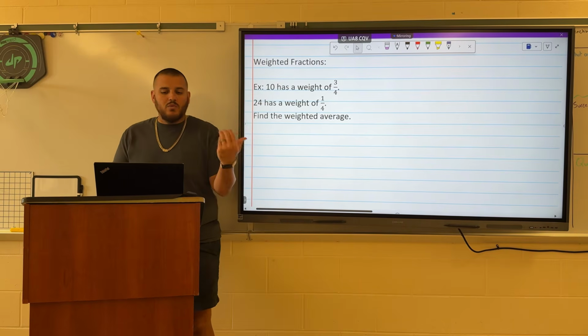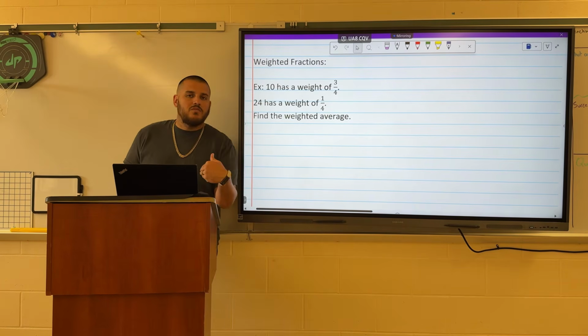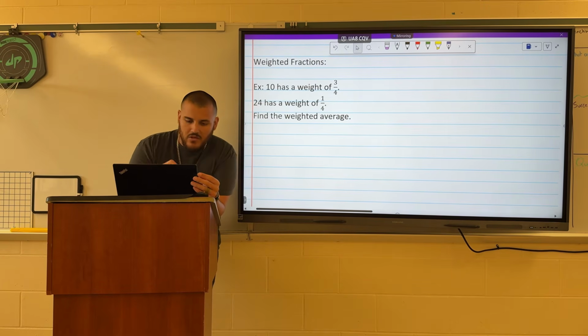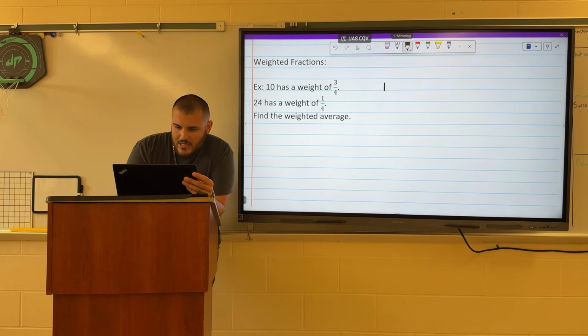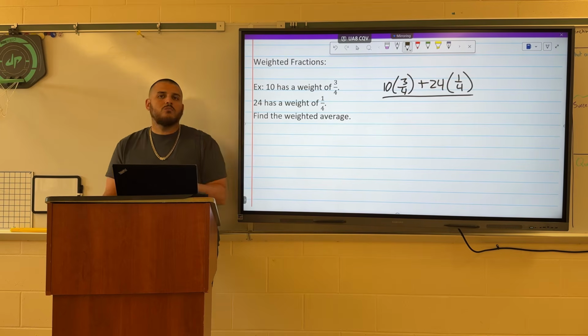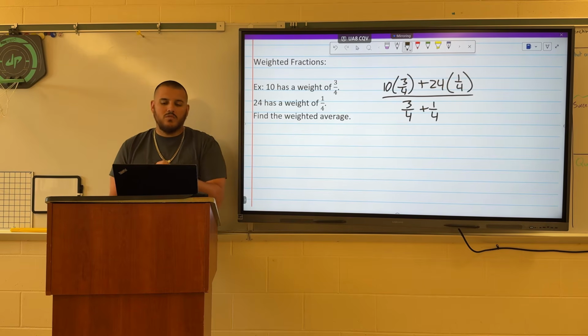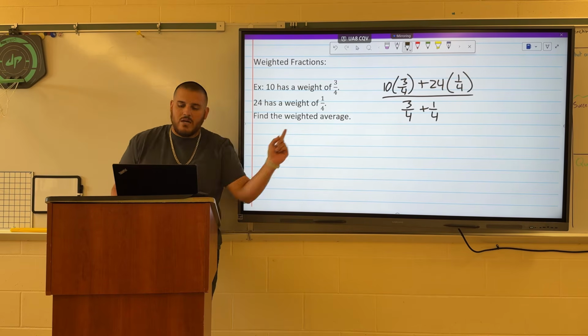So here we have 10 with a weight of 3/4, 24 with a weight of 1/4. Again, I've already given you a procedure of how to do this. We're just going to follow that, right? So 10 times its weight, 3/4, plus 24 times its weight of 1/4 over the total number of weights. And it is absolutely fine for us to just write down the addition here. Remember, it's adding the weights together. 3/4 plus 1/4. Let's talk about that there on the bottom really quick.